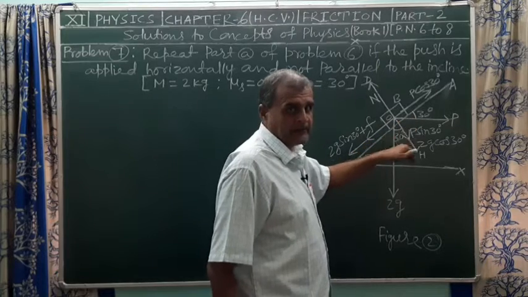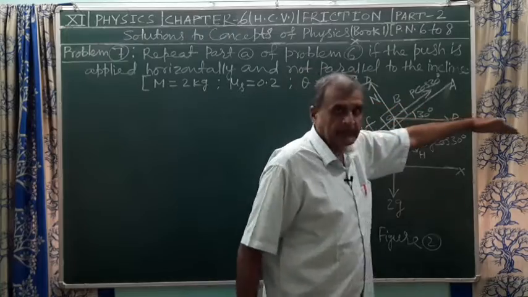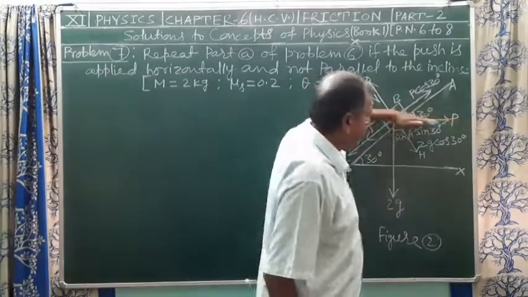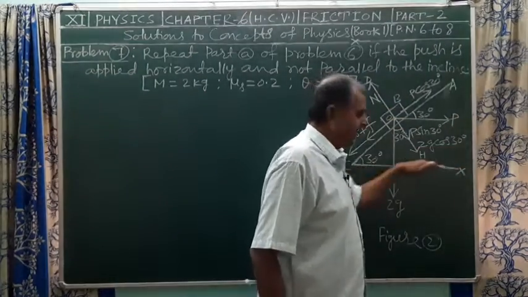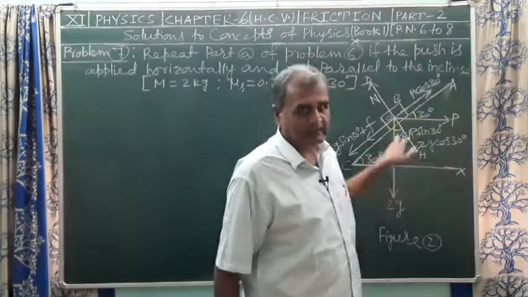इसलिए फ्रॉम द ज्योमेट्री दिस एंगल, that is the angle which the direction of force P, which is the horizontal force parallel to the horizontal surface, will also make angle 30 degree with the inclined plane from the geometry.